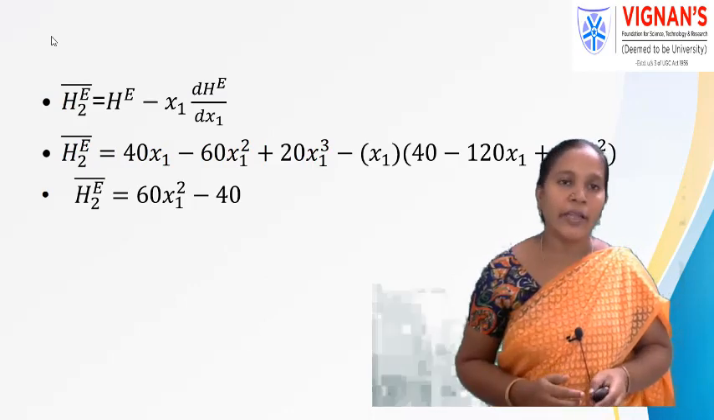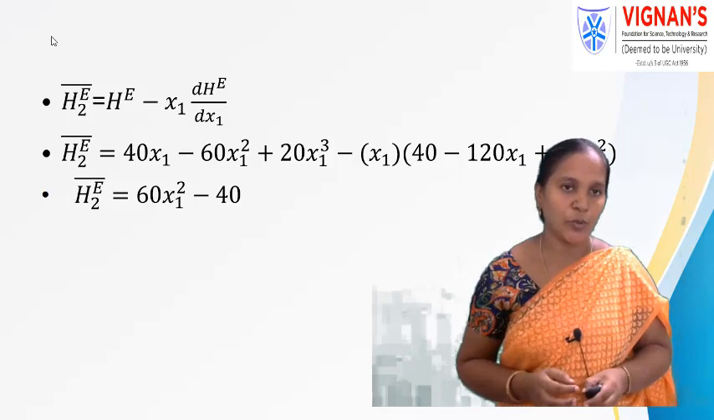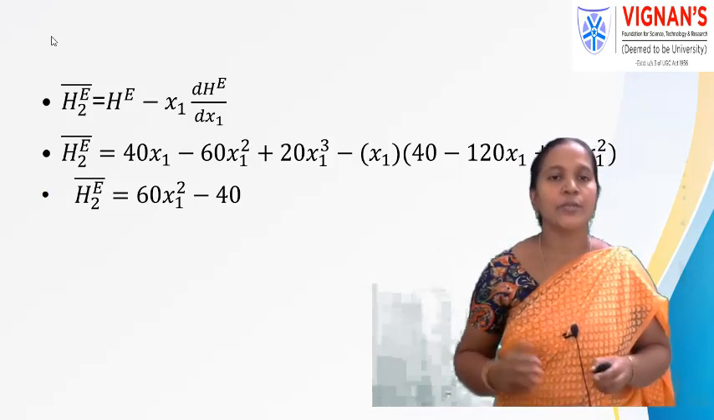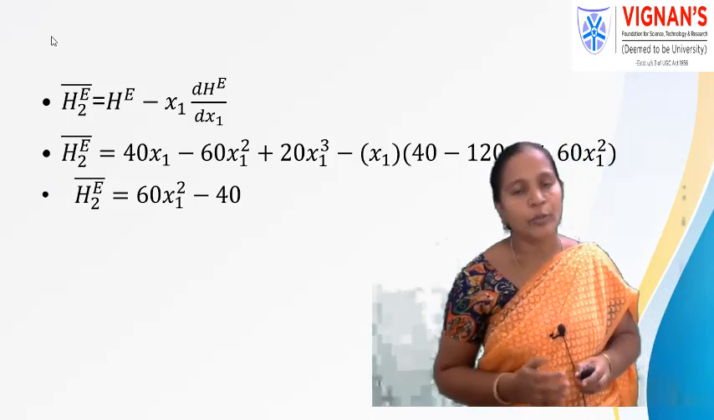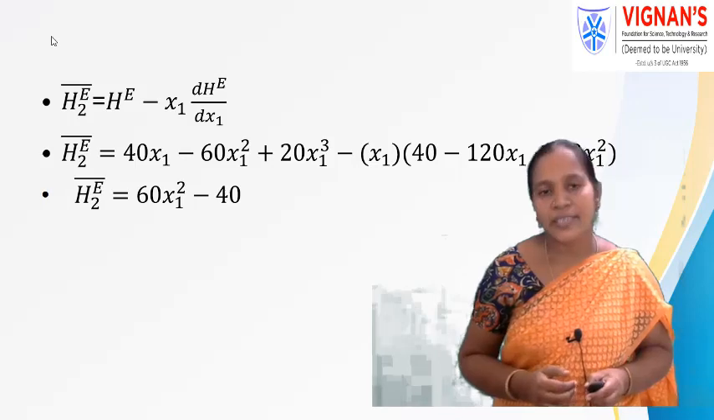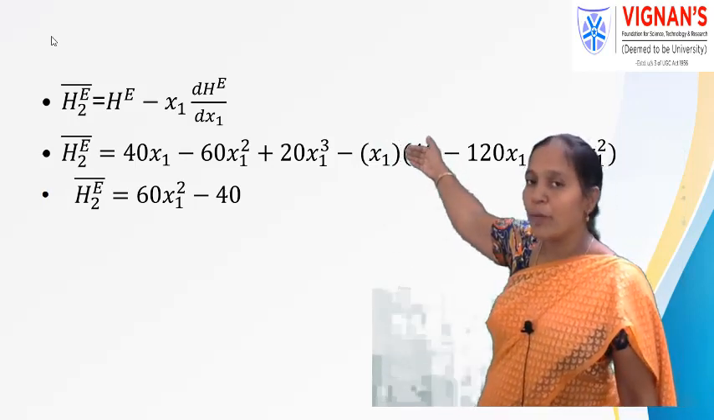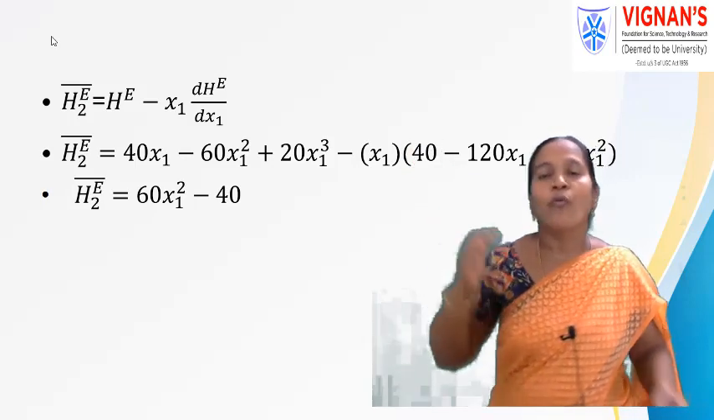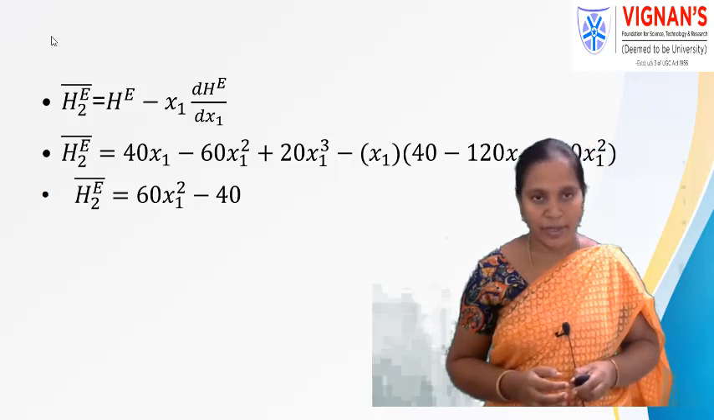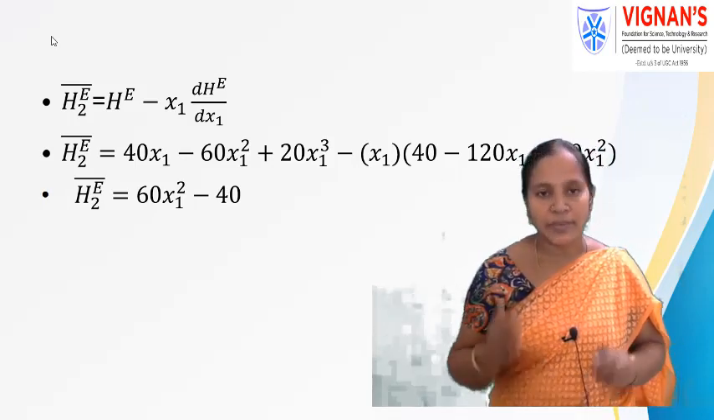Similarly, calculate partial molar excess enthalpy of species 2 by using the formula H2 bar E is equal to HE minus x1 into dHE by dx1. That is equal to 40 x1 - 60 x1 square + 20 x1 cube minus x1 into (40 - 120 x1 + 60 x1 square). Therefore, H2 bar E is equal to 60 x1 square - 20.